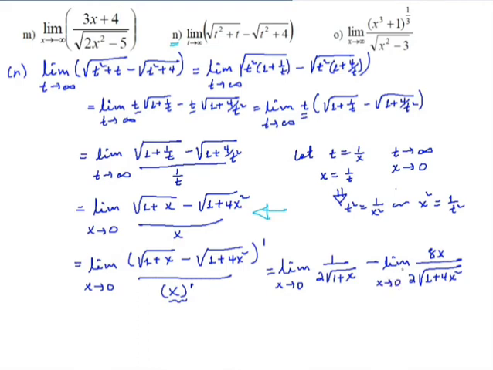You can apply the chain rule to find the derivative of this part. This part becomes 0. The limit of the other part you can directly substitute 0, so it becomes 1 over 2 times radical 1 plus 0, which is 1 over 2.